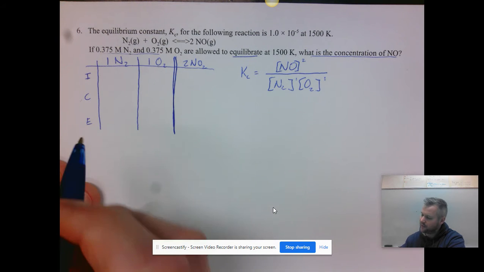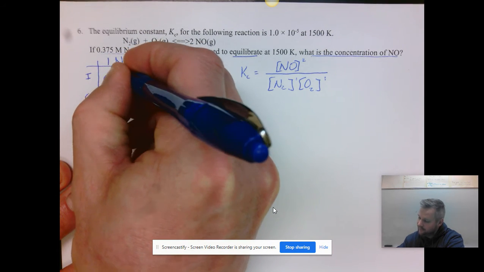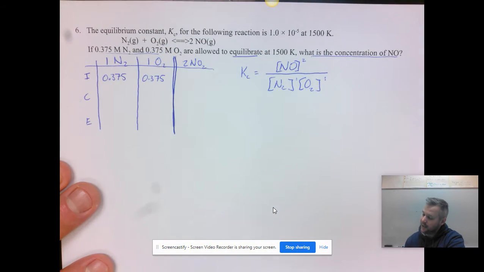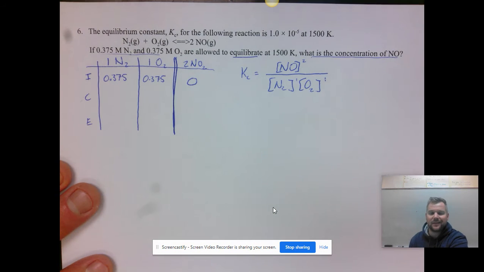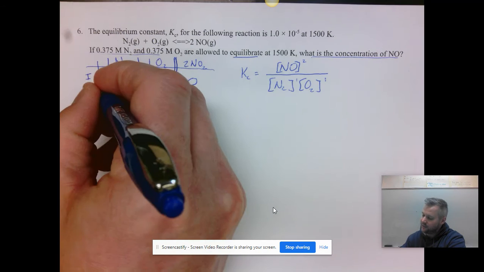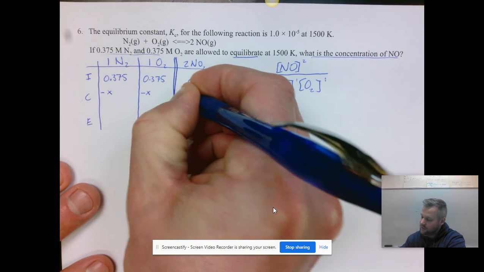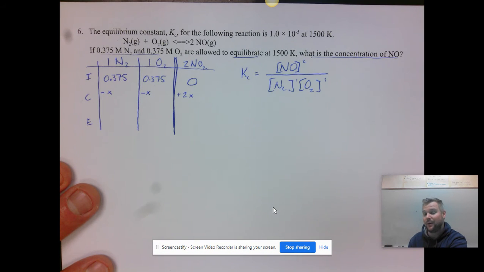It tells us that we're going to start out with equal quantities right here, 0.375, 0.375. And then, of course, because they're allowed to equilibrate, that implies that there isn't any of the nitrogen monoxide to begin. And so we're going to start by subtracting x, and then we're going to increase by 2x. And then based on the text of the problem, that's all we have. We don't know anything else.